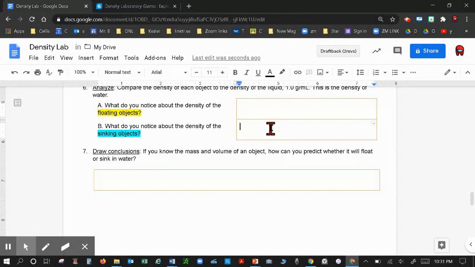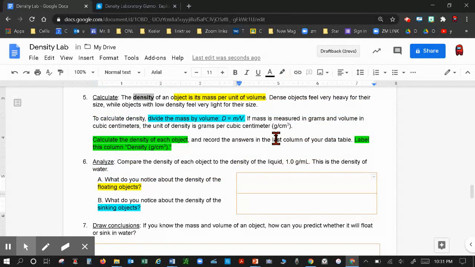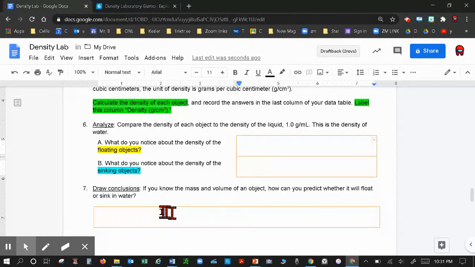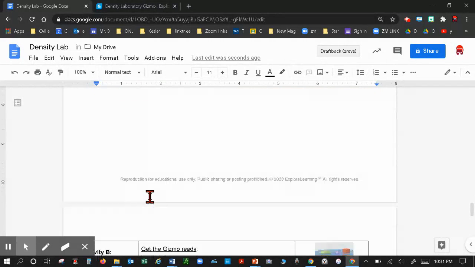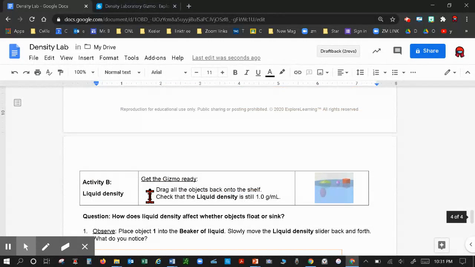Once you have that down, you'll notice a pattern and you'll describe what you noticed about the mass and the volume. Can you predict whether or not an object will float or sink in water? That's your conclusion that you're going to wrap up part A with.